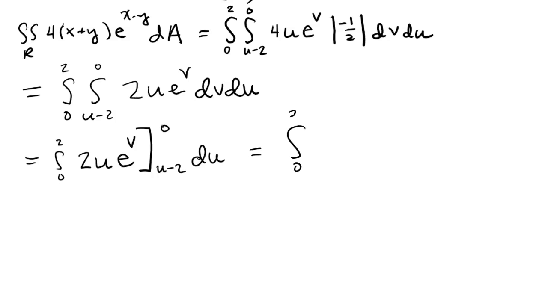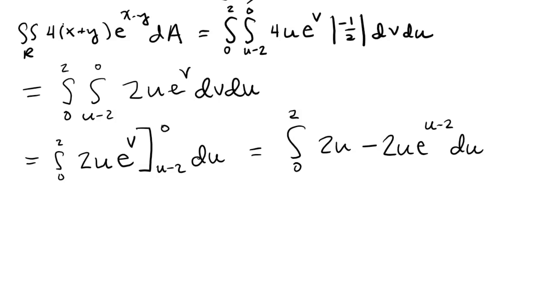So this is the integral 0 to 2. We'll have 2u times e to the 0, which is 1, so just 2u. And then we'll have minus 2u times e to the u minus 2, du.